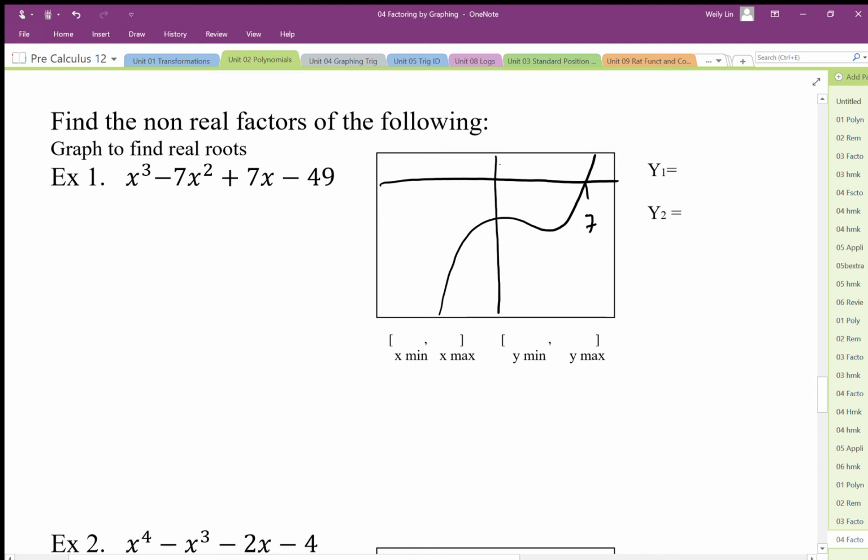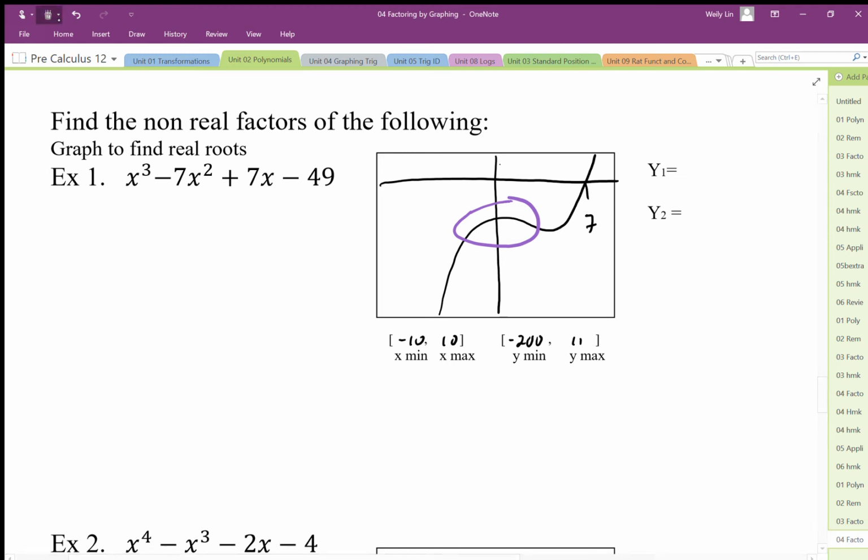Now I didn't really need to see this bump, but if I expand my window, I can actually see, and I better write my window in, so negative 200 to 10. So this is the window that I'm looking at. There's my non-real solution. These represent non-real roots. I've got a real root right here at 7.